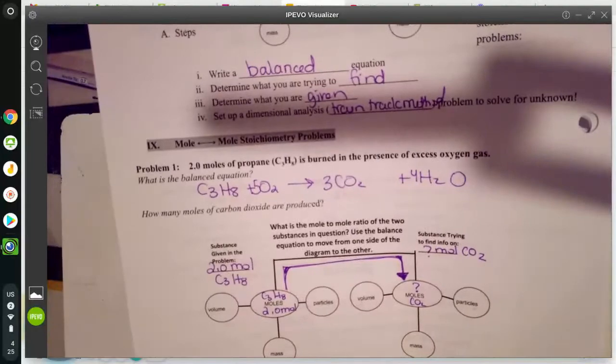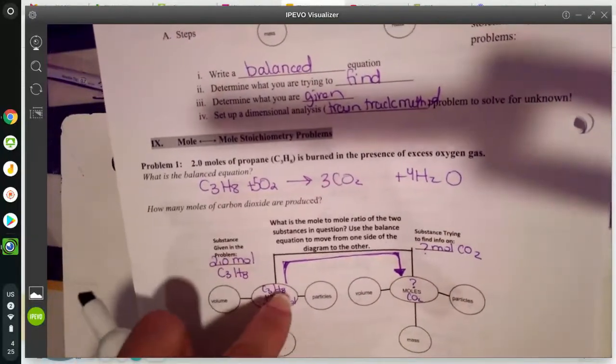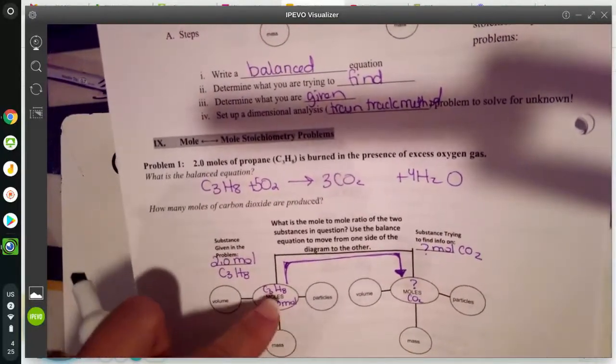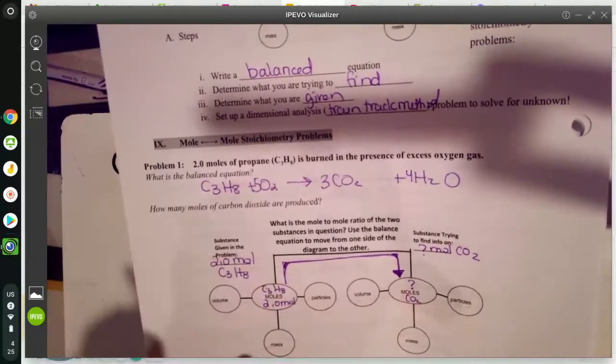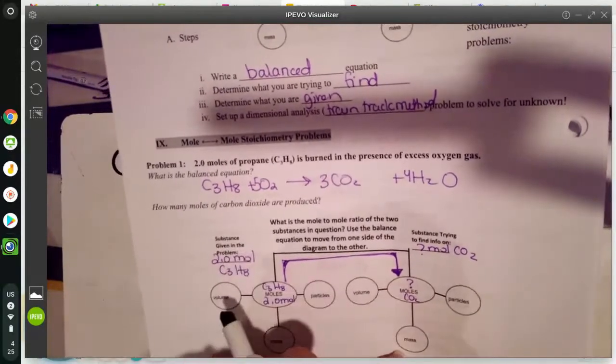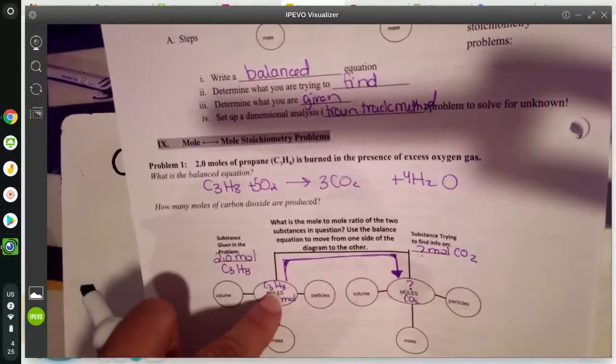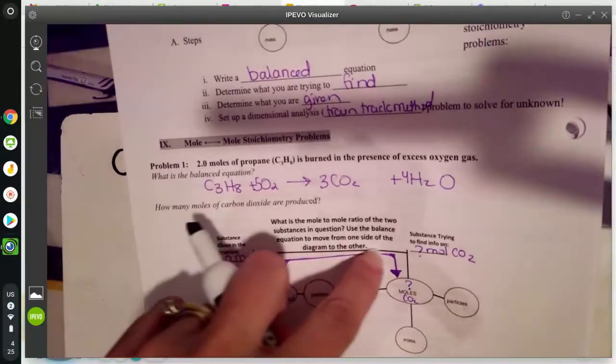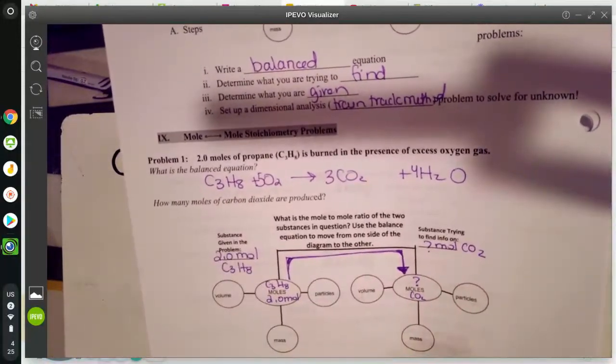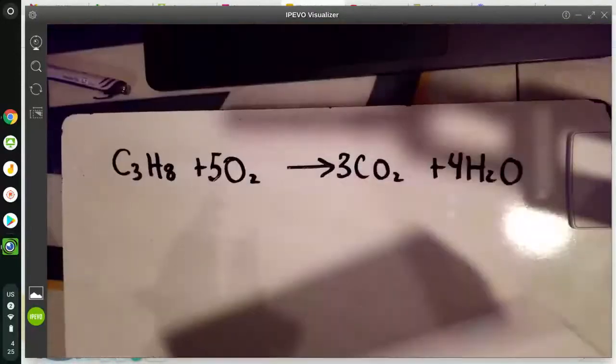And I can always go moles to moles. Eventually we're going to learn how to go from mass to moles, from moles to mass. We're going to eventually put particles in here, but we're starting with the very simplest step of just going mole to mole. Okay, so how do I set that up?